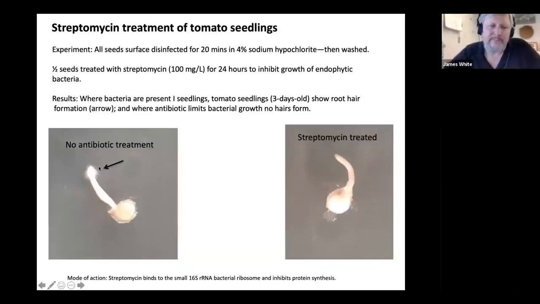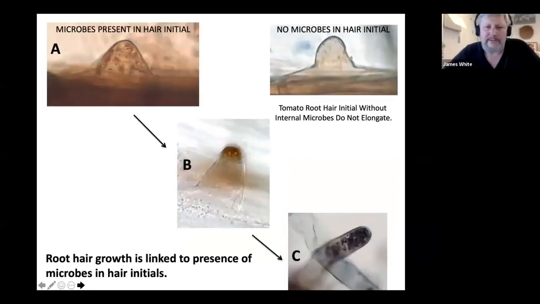This is a tomato with no antibiotic treatment. You can see the seedling there. You can see the hairs coming out. Same age now, but treated with streptomycin. Okay, in the seedling stage, and you see there's no hair formation now. We didn't negatively impact the growth as far as we could tell of the seedling, but we killed or inhibited the bacteria, and you have no hair formation, no elongation.